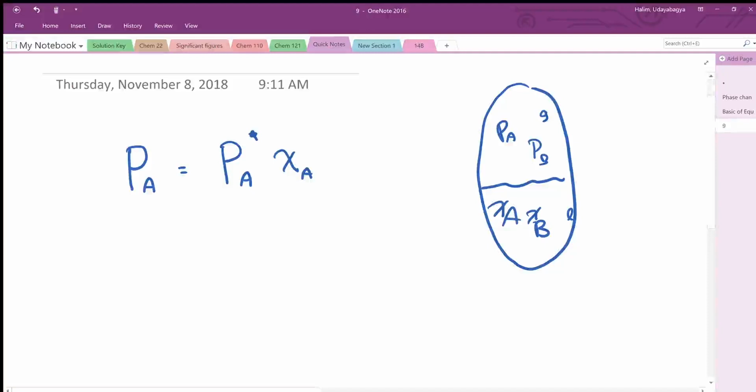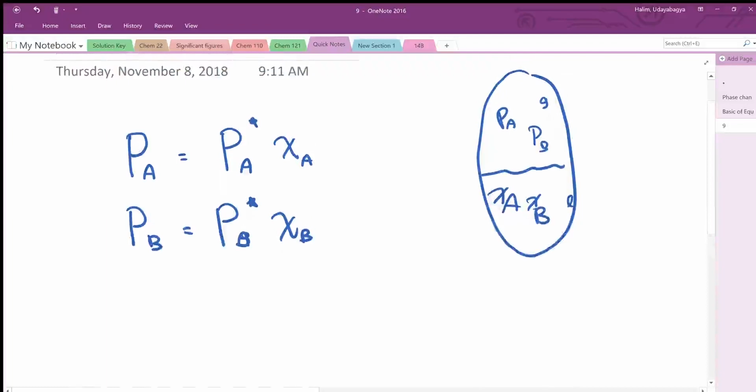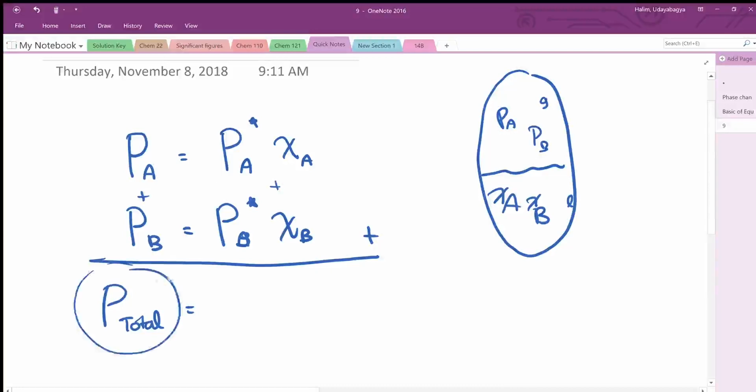Now, the equation for the partial pressure of B remains the same. This partial pressure of B is the pure vapor pressure of B times the mole fraction of B. So far so good. And the majority of the time, what we want to know is not just the partial pressure of A and B on their own, but rather also the P total. And this P total is just the addition of PA and PB. So we're just going to add these two things together: partial pressure of A plus partial pressure of B is equal to the total.